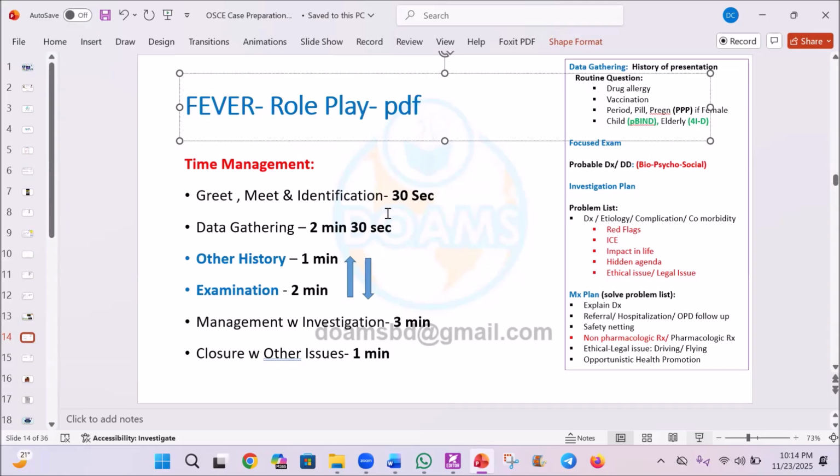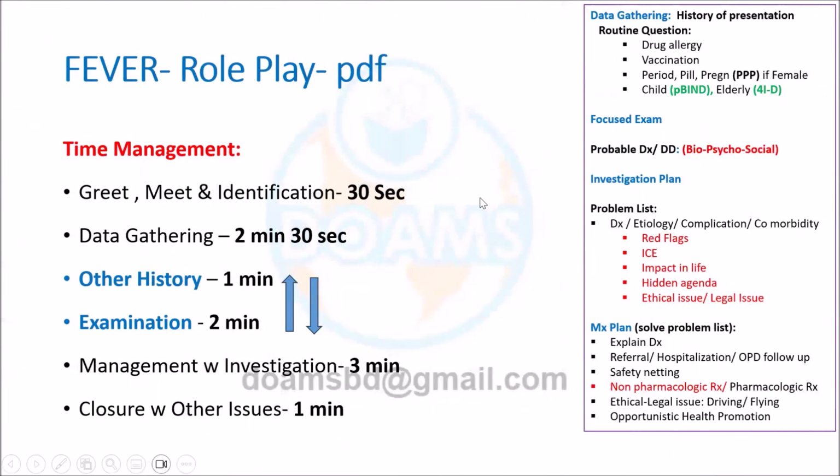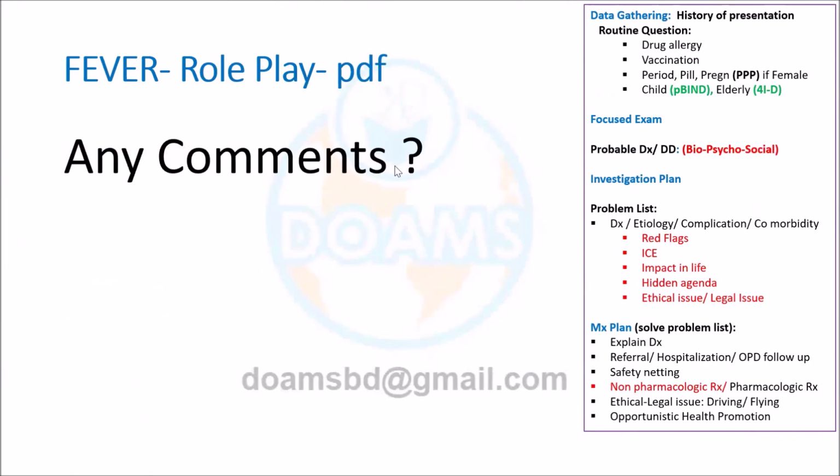So potentially, how much time are you getting in your history? 30 seconds, 30 seconds, 3 minutes, and 1 minute: minimum 4 minutes. Overlapping with examination, here also you are talking. During examination you will be talking, so minimum you are getting 4 to 5 minutes in the history. This is a potential time management I am showing you. Then management and investigation 3 minutes, closing with other issues 3 minutes. This is our checklist for you, doctor. So we are now finishing.